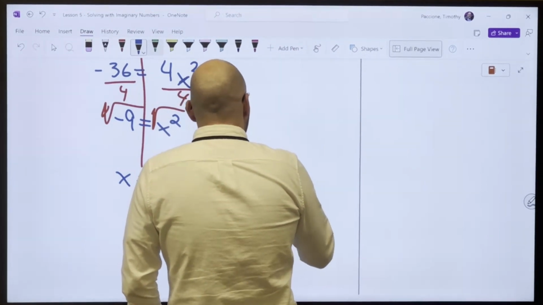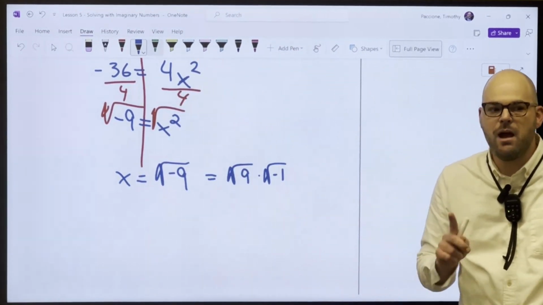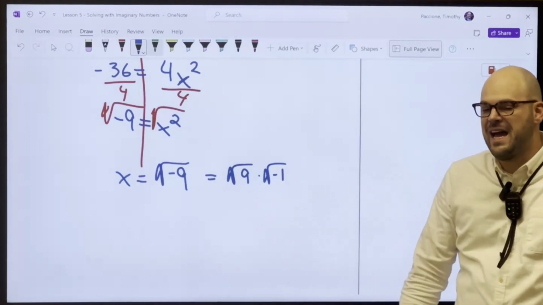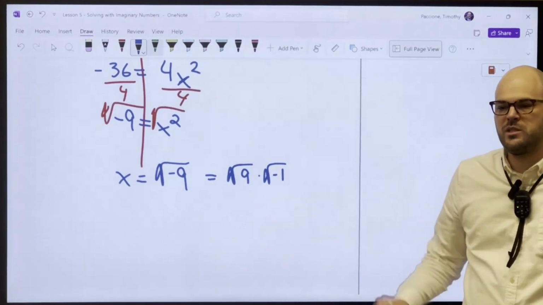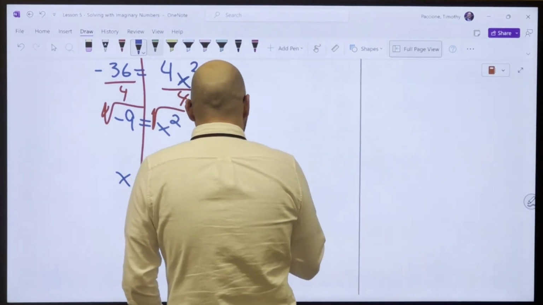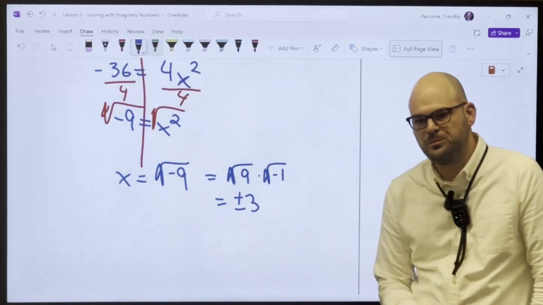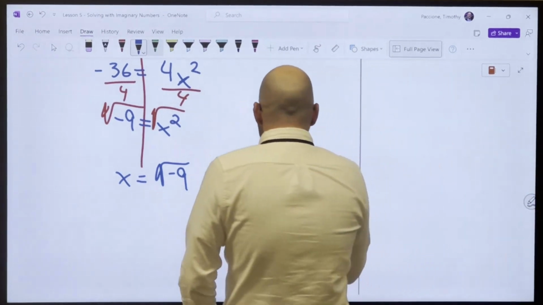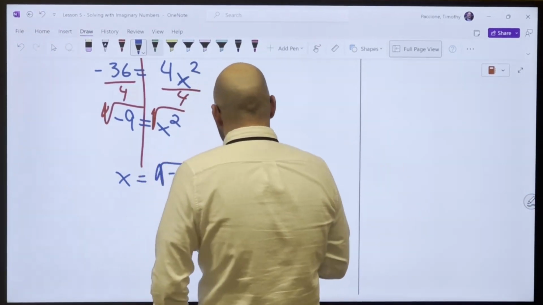Yep, square root of 9 times the square root of negative 1. Because now I can do some work. What's the square root of 9? 3. Plus or minus 3. And what's the square root of negative 1? i. So here's my answer.